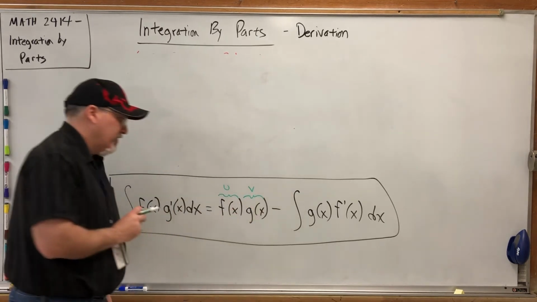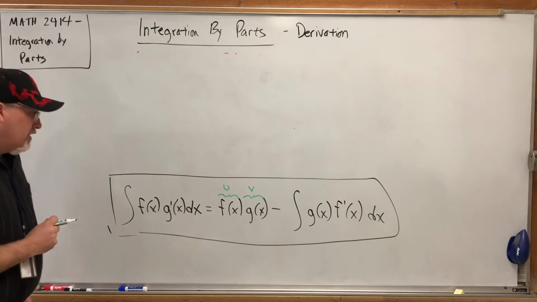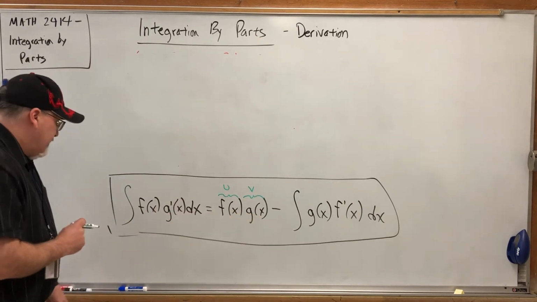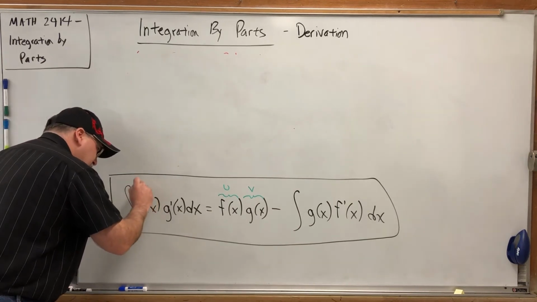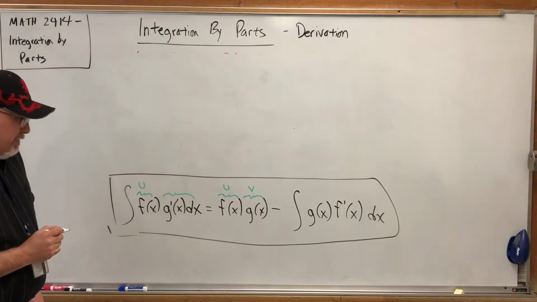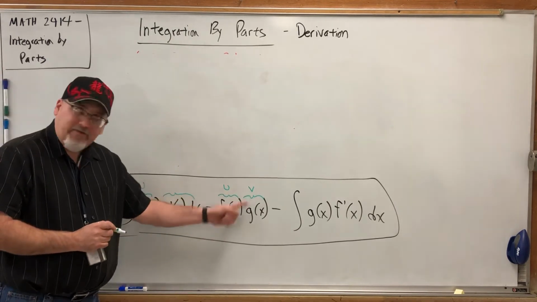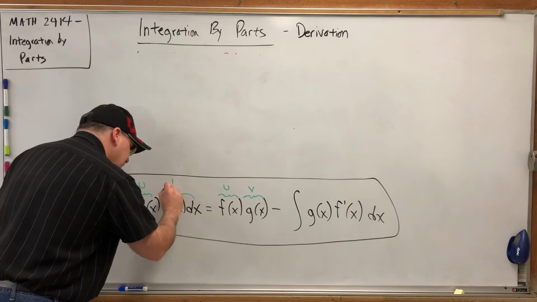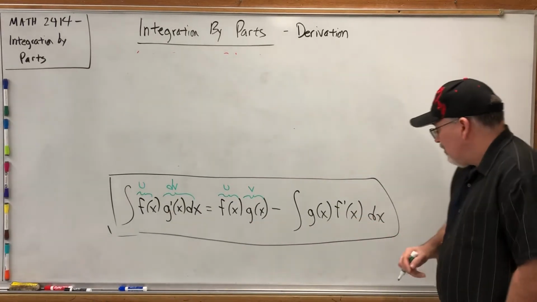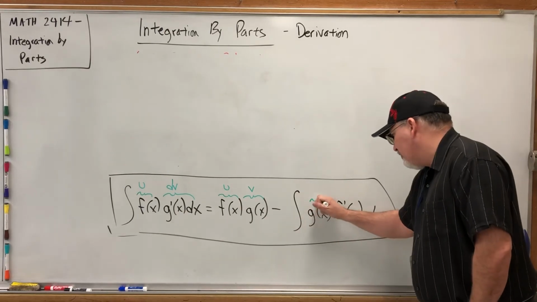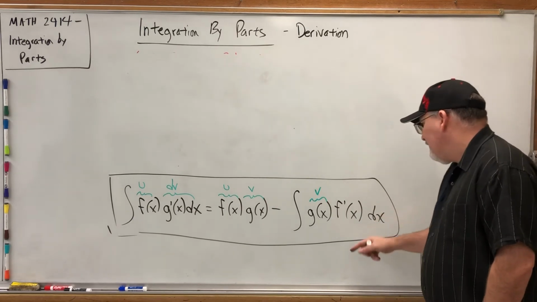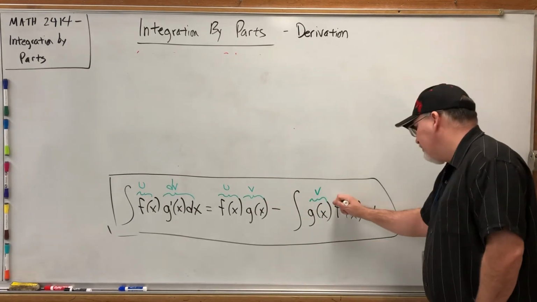And you have to be careful that your u's and v's don't start looking alike. Well, if we call this function u and this function v, then this f of x is also u, but what would g prime of x dx be? Well, it would be the derivative of this. It would be dv. And similarly, on the other side in this integral, we call the g function v, so we'll put a v here. But f prime of x dx is just the derivative of u, so du.